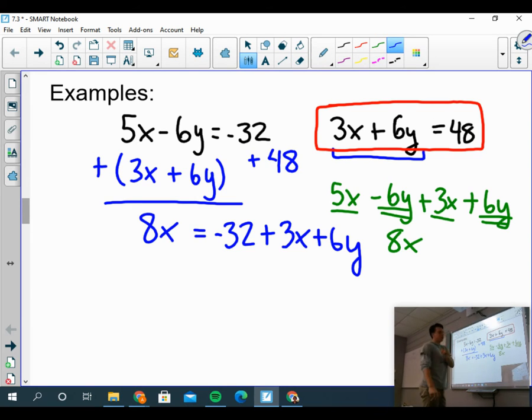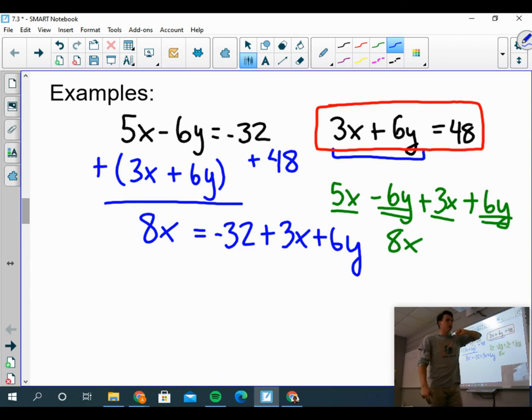Why can I do this? Because 3x plus 6y equals 48. I'm still keeping the scale balanced. Just like if you go through the drive-thru and you hand them some dollar bills and they give you food, well, they didn't give you your money back. They didn't give you back the same thing. It was an equal transfer. They gave you the appropriate amount of food for the amount of money you gave them. The same idea is happening here.